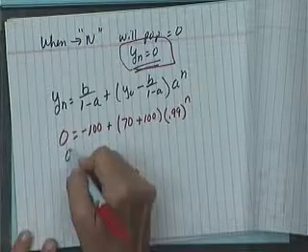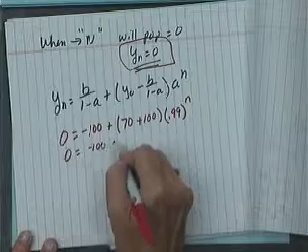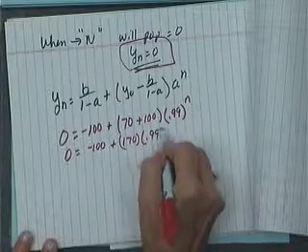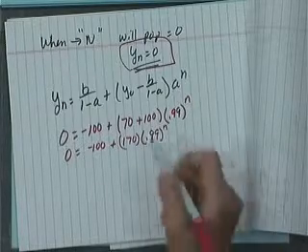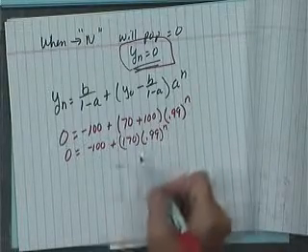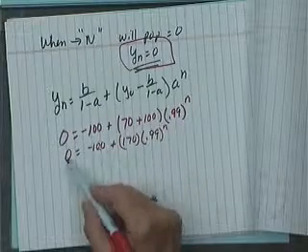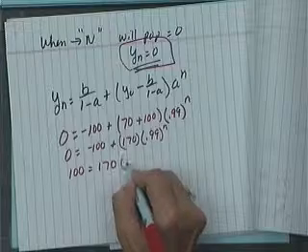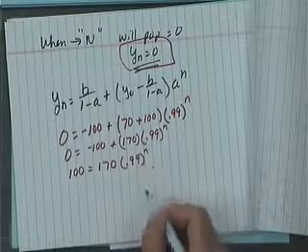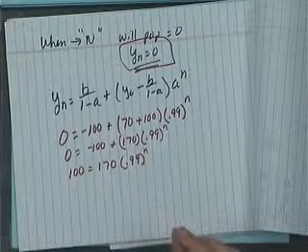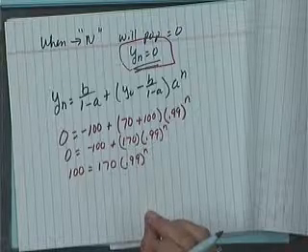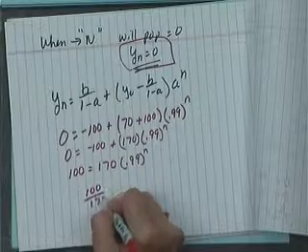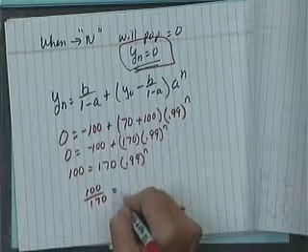Let's get the algebra steps together. 0 equals negative 100 plus 170 times 0.99 raised to the n. I know I'm going to have to solve for n, so what are the steps getting there? Add 100 to both sides. I'm trying to get the factor with the n by itself. What's the next step? Divide by 170. And you can reduce this if you want to.